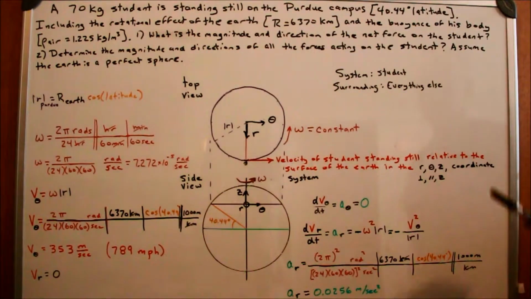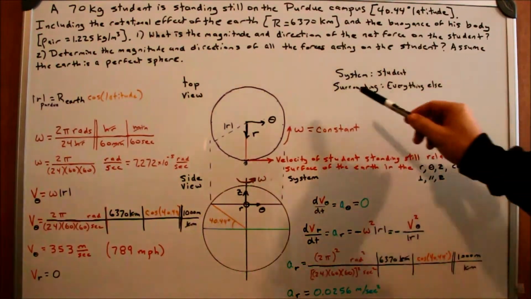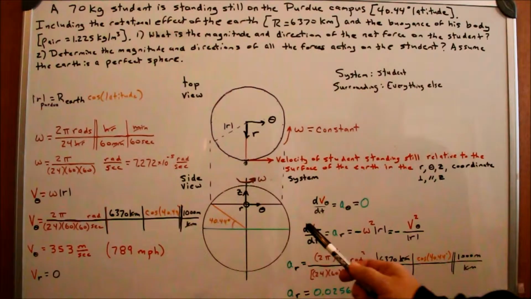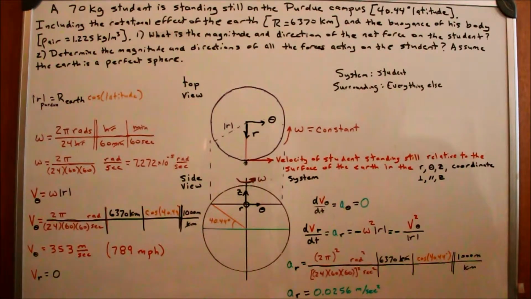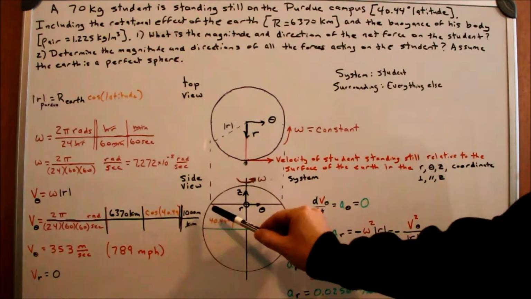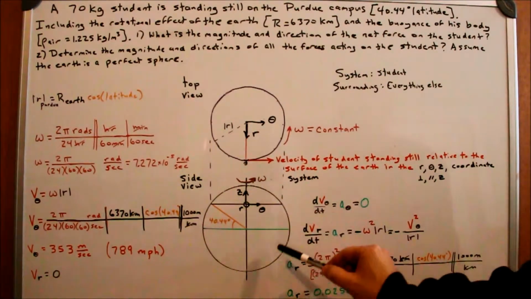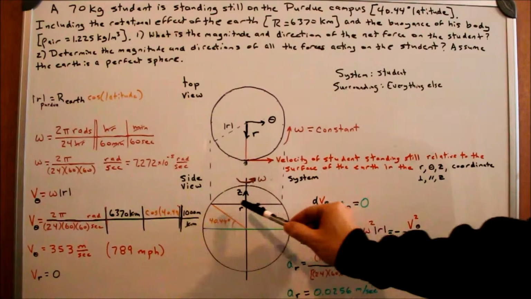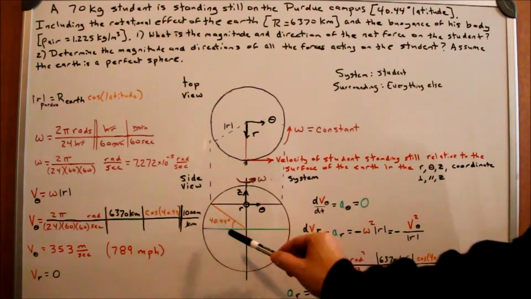In this problem, we're going to pick this system as a student, surrounding everything else. Before we actually start solving the problem, I just want to get a vision of the Earth and the coordinate system and what's happening. If we look at the side view of the Earth, this is the equator, the surface of the Earth, and this would be the latitude of the Purdue campus at this degree.